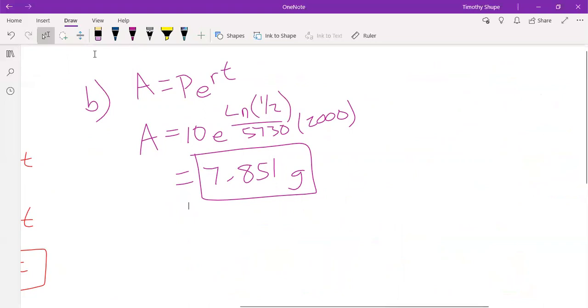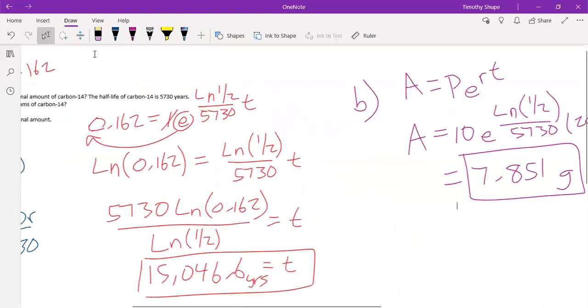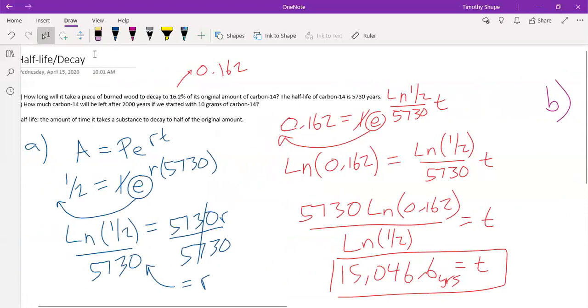So each of these, we want to be able to find the rate very first, because once we have that rate, we can do a lot of different things with these exponential functions. But until we have that rate, there's not a whole lot that we can do. So always break it up into two pieces. First, find the rate, and then second, solve for whatever else it's asking for in the problem.